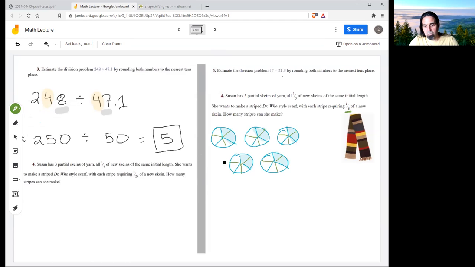So how many 6 do we have? 1, 2, 3, 4, 5, 6, 7, 8, 9, 10. So how many stripes can she make? 10.